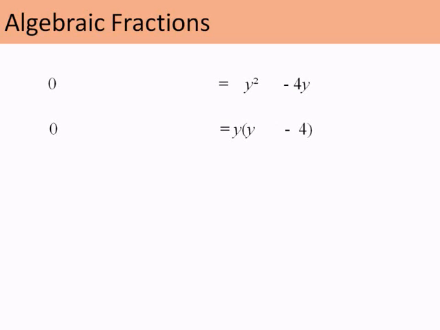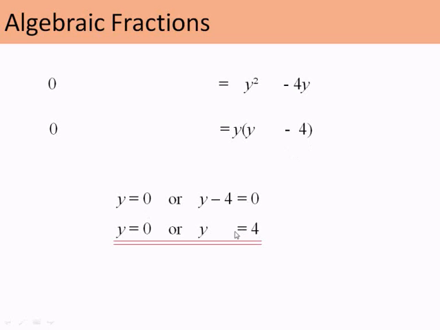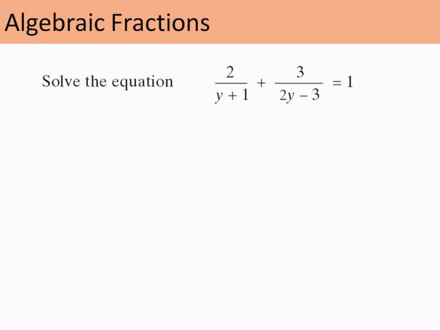Well, if two things multiply together to give you 0, the whole thing will be 0 if either of the things we're multiplying is 0, because 0 times anything gives you 0. So that will be 0 if y is 0, the first thing we're multiplying, or if y minus 4 is 0, the second thing we're multiplying. Well, if y minus 4 is 0, y's got to be 4, so our solutions are y equals 0, y equals 4. So there's two possible solutions, y equals 0, y equals 4.